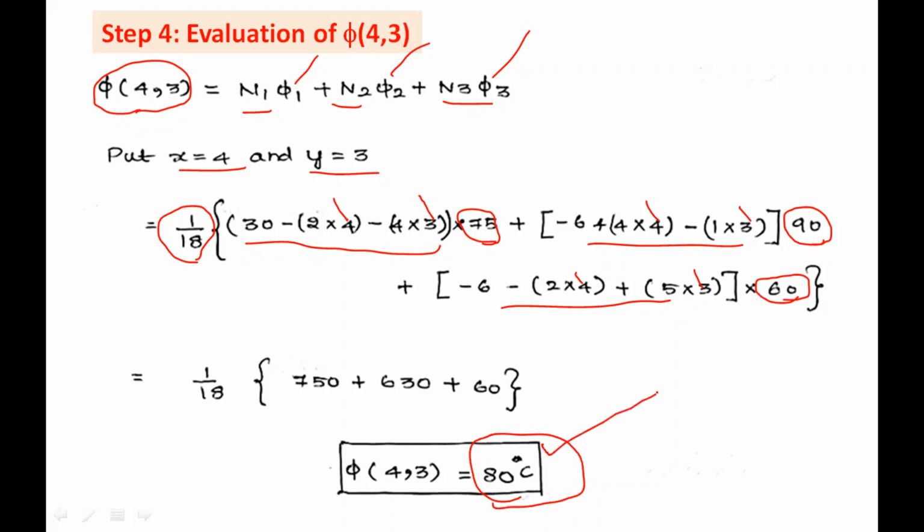How to verify this temperature? This temperature should be within this temperature range given. What is the phi 1? Phi 1 is 75 degrees, phi 2 is 90 degrees, phi 3 is 60. So the minimum is 60, maximum is 90. So our calculated value should be in between 60 to 90. We are getting it as 80. Like that we can verify our answer.